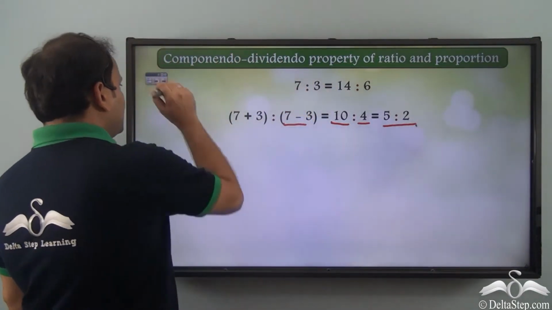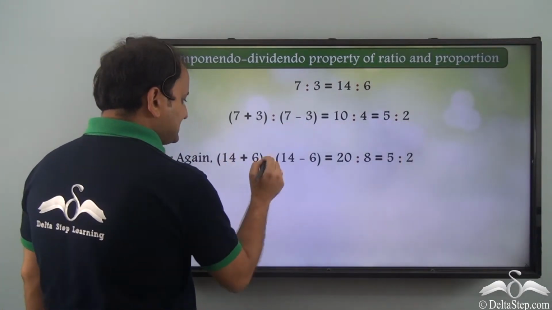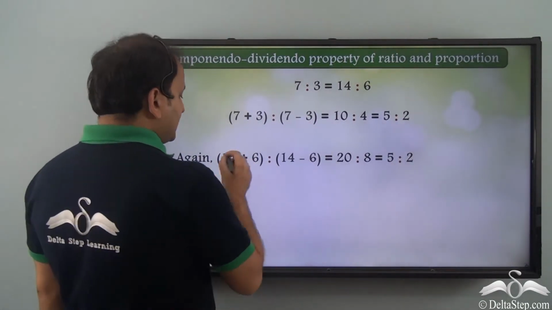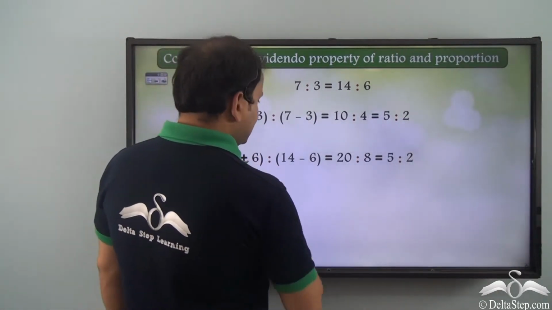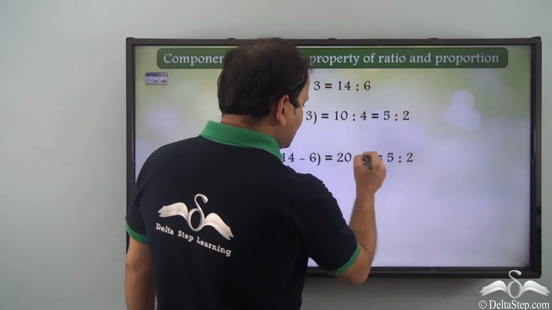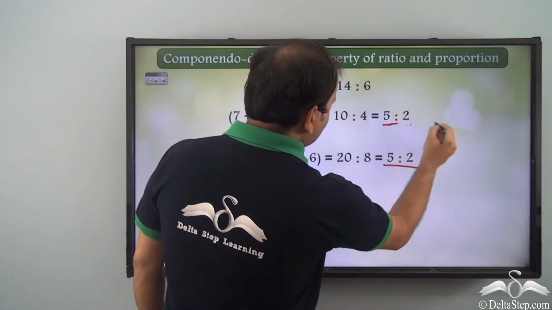Now let's come to the second part of the equation. 14 plus 6 is to 14 minus 6. That was the RHS. Now 14 plus 6 is 20 and 14 minus 6 is 8. So 20 is to 8. This again simplified gives us 5 is to 2.